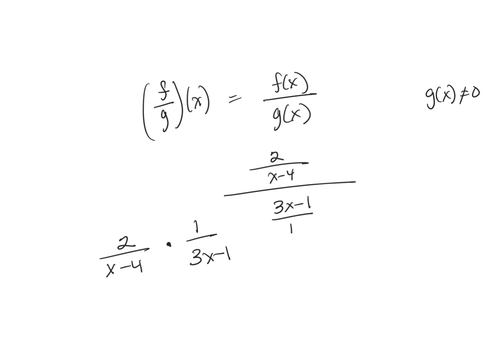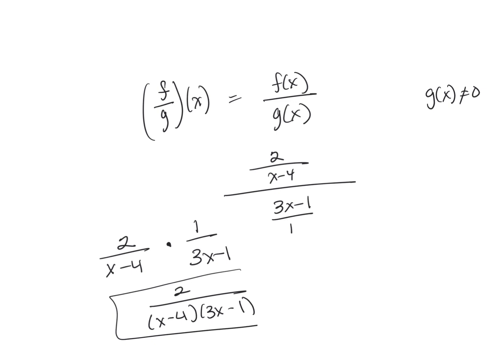So I'm going to have a 2 on the top, and on the bottom I'm going to have x minus 4 times 3x minus 1. Now some questions might ask you to FOIL this out, but you really don't need to. There's no rule that says it has to be FOILed out. This would be an adequate answer in my book.